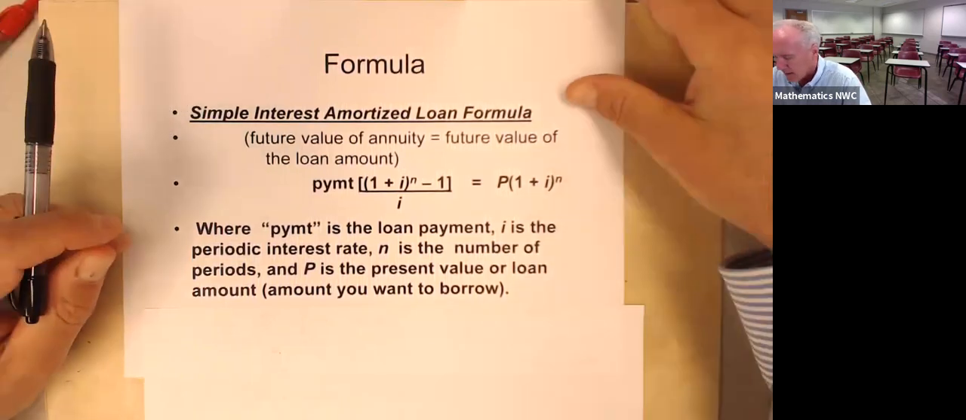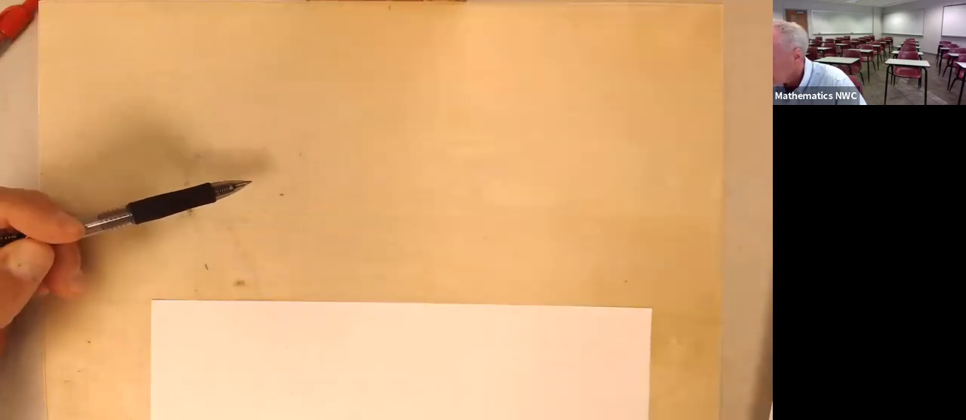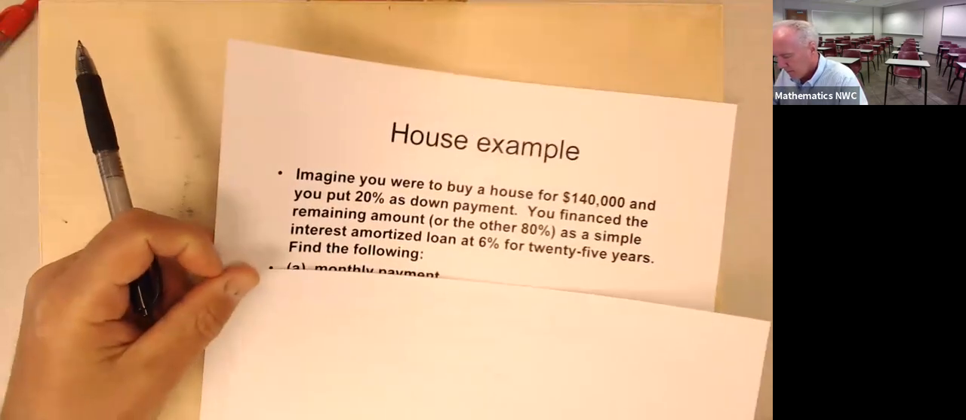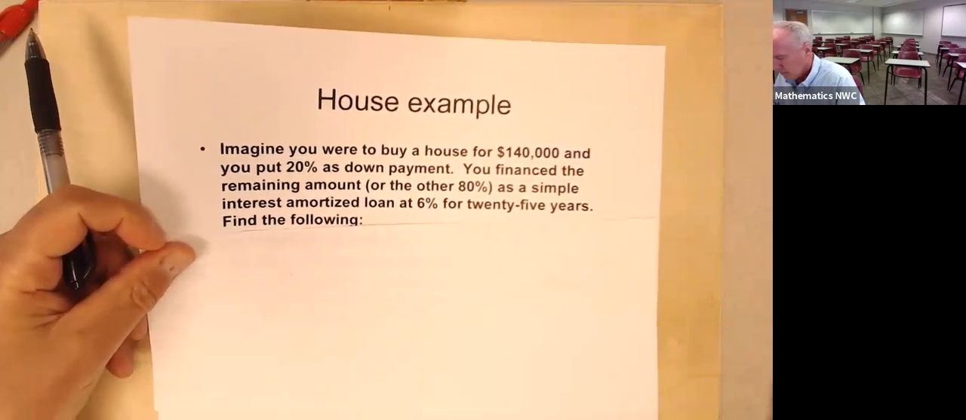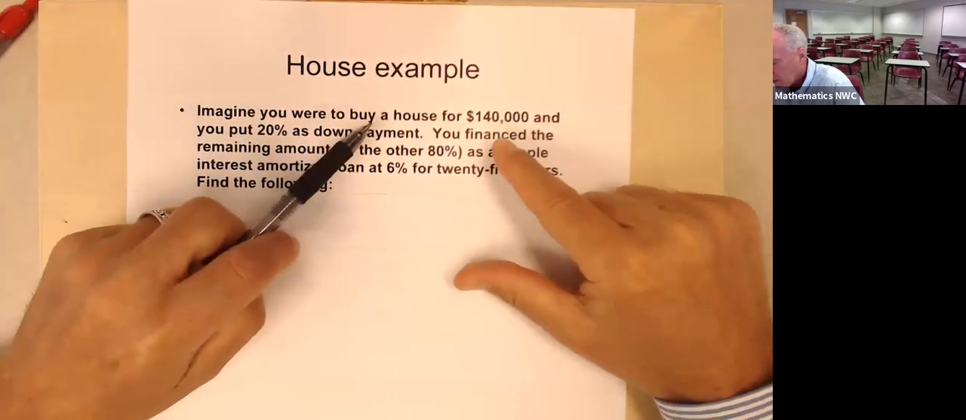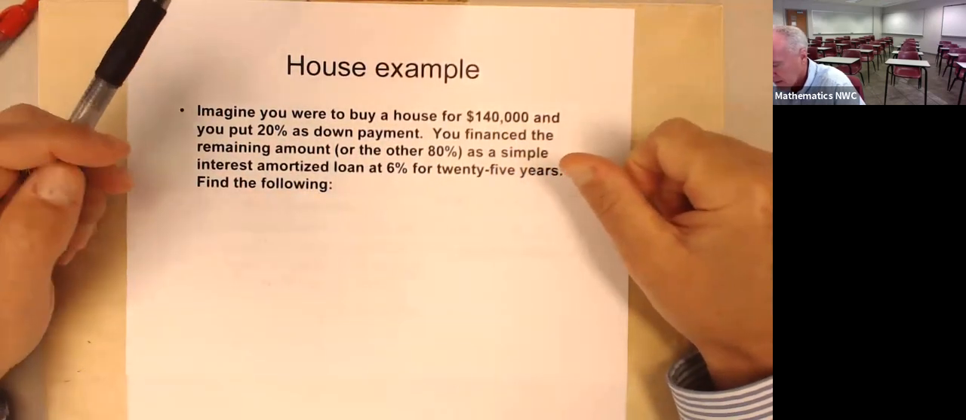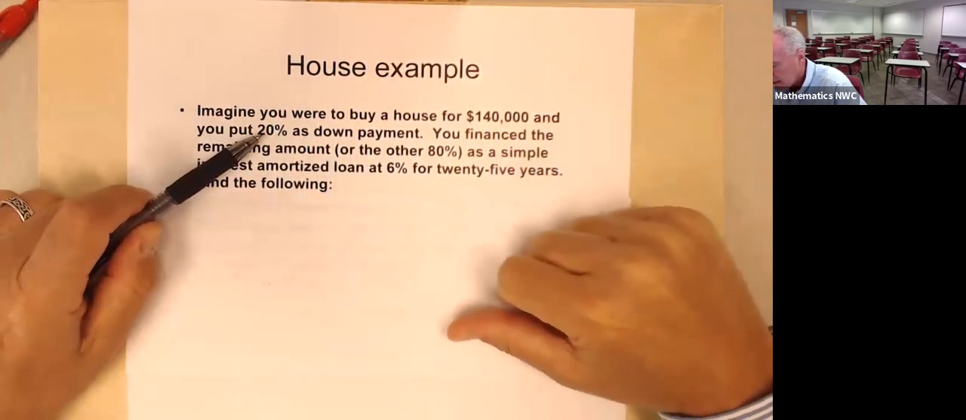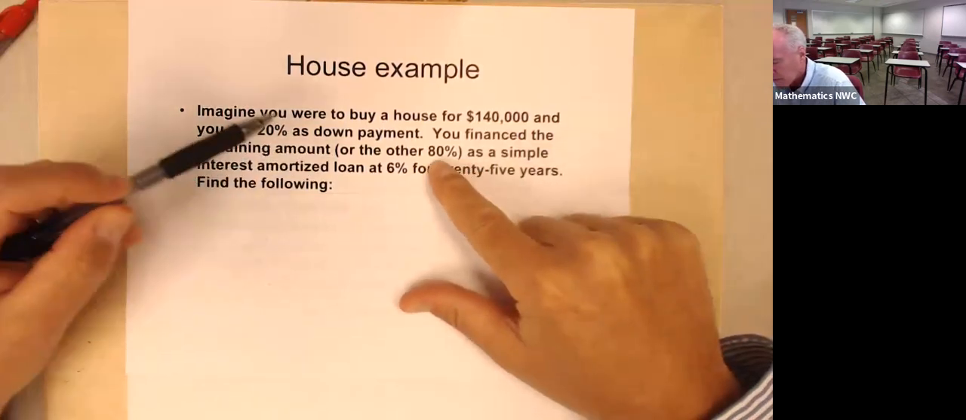Let's take now an example. Again, pause this if you don't have it written down. Okay, imagine I want to buy a house, kind of a starter home. It's a relatively cheap one, $140,000. And I want to put 20% as a down payment. Okay, then I want to finance the remaining amount or the other 80%.